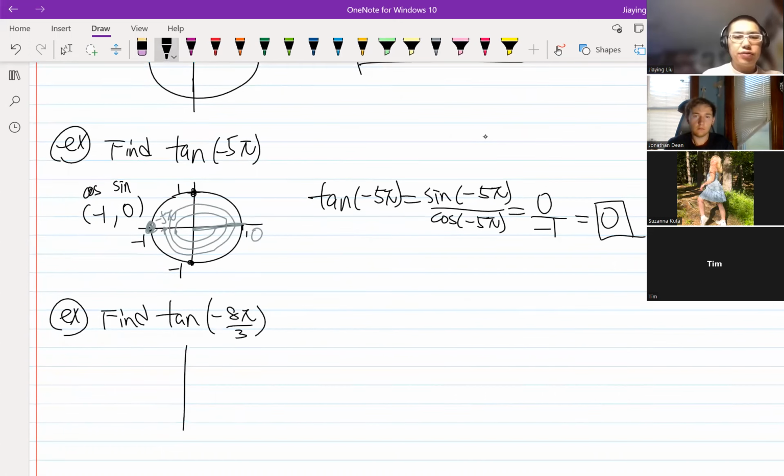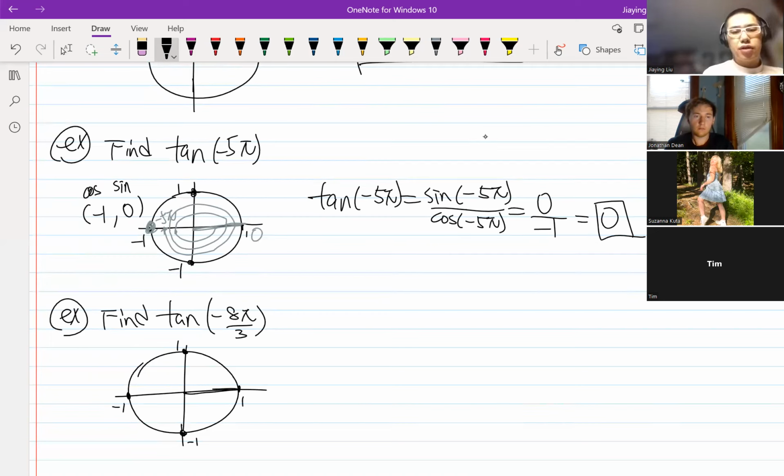So that's the angle. The first thing I'm going to do is draw the unit circle. That's a 1. This is a 1. This is a -1. This is a -1. And I'm going to plot the angle. So the angle is -8 pi over 3 radians.